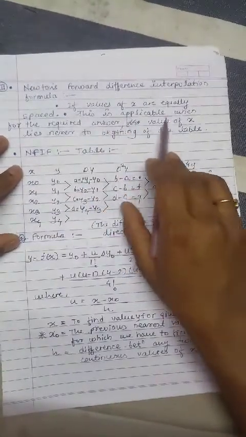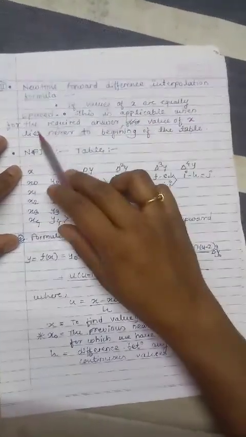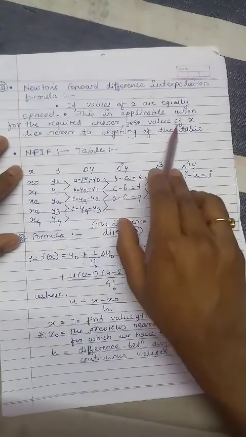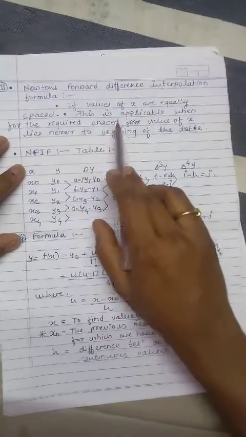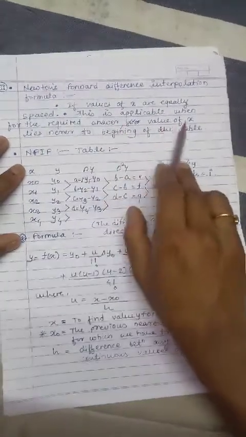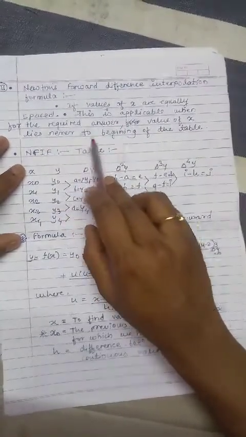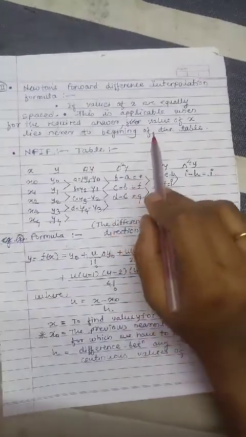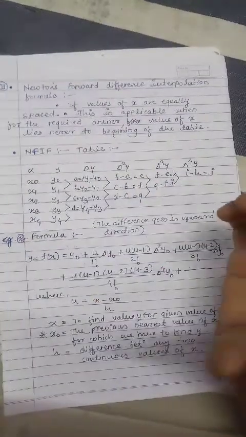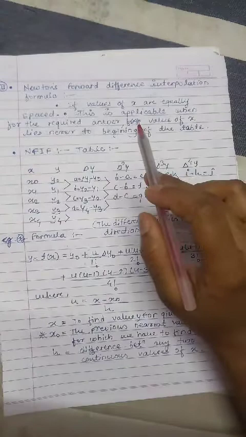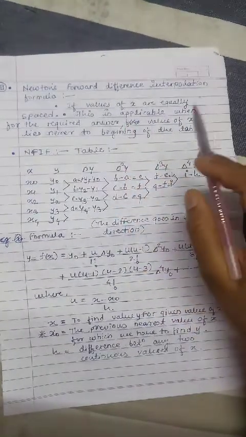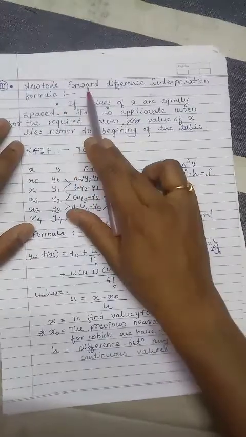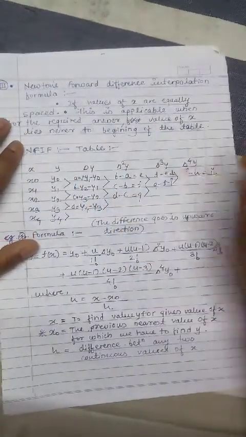This method is applicable when, for the required answer, that is the value of y, the value of x lies near the beginning of the table. Whatever the required value of x, that value of x should be at the beginning of the values of x. Then you can use this Newton's forward difference interpolation formula.